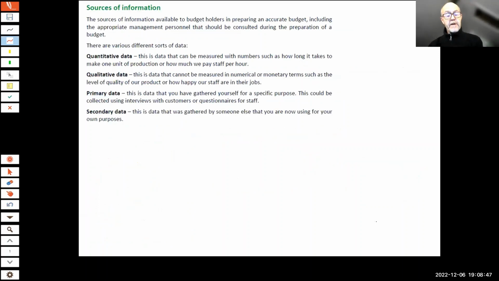Where do we get information from, and what sort of information do we want? Sources of information available, including the appropriate management personnel that should be consulted. The various different sorts of data. Quantitative data that can be measured with numbers. How long it takes to make a unit of production.